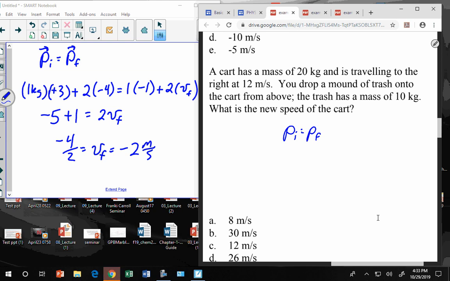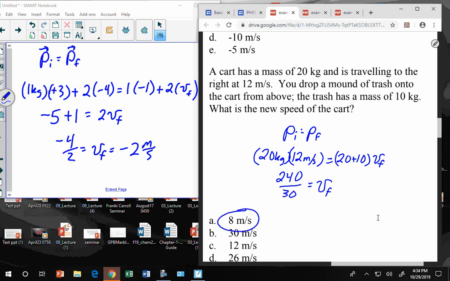Initially, it's just the mass that has momentum, 20 kilograms times 12 meters per second. And that's going to equal the combined mass, 20 plus 10, times VF. So that's going to be 240 divided by 30 equals VF, or 8 meters per second.